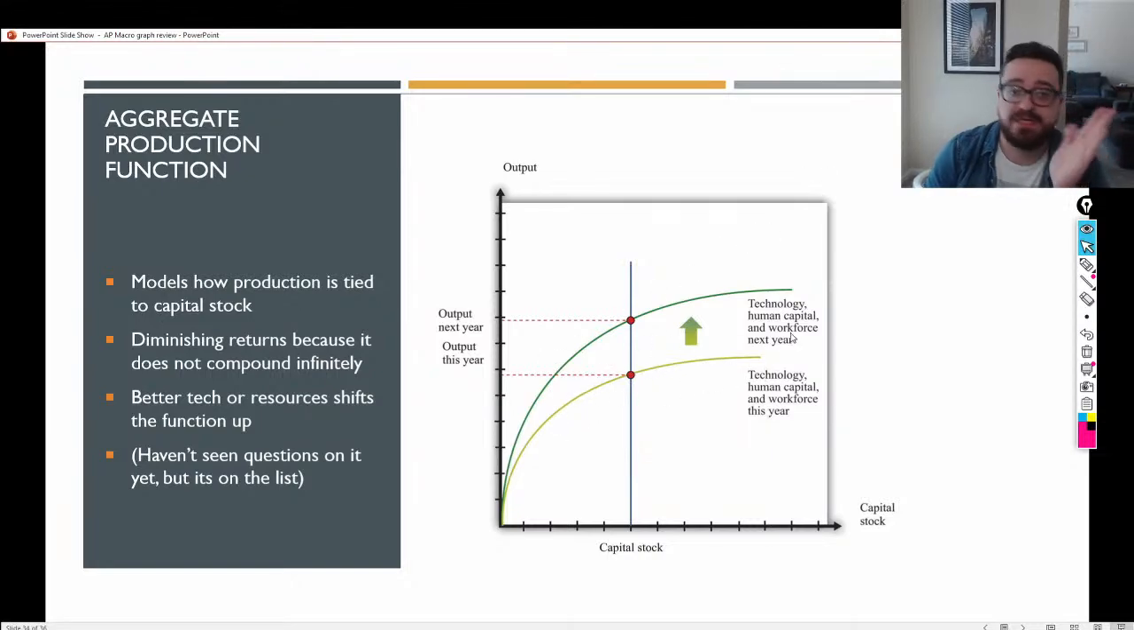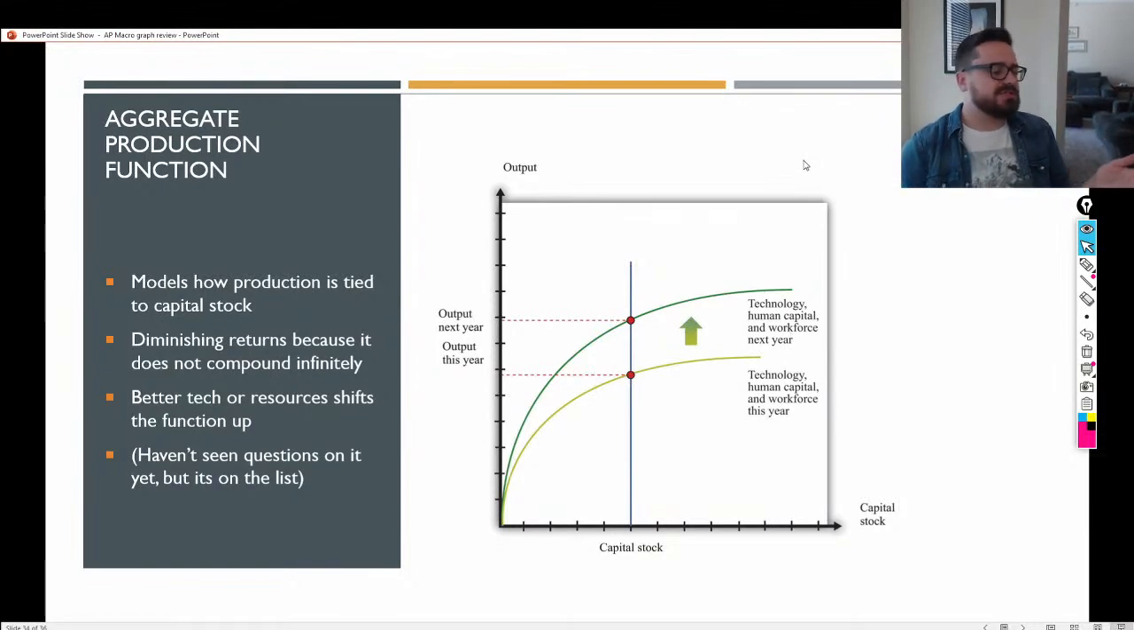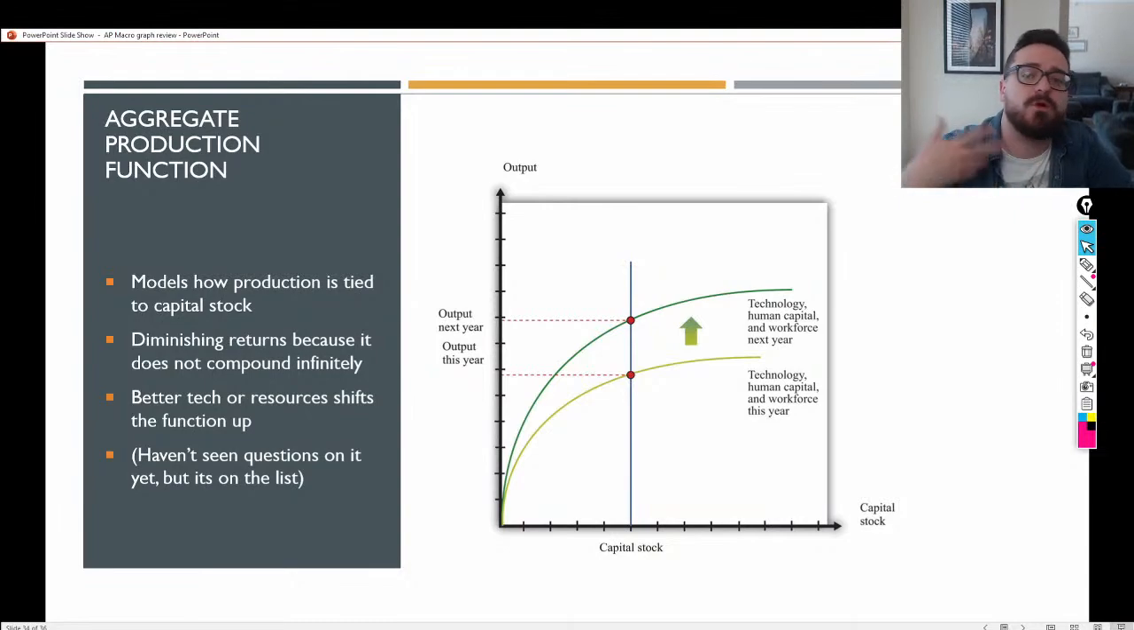It flattens out. Because capital stock is all the tools, tech, and machinery I have. I could have 80 billion computers. I kind of need people to operate them, though. So I don't need 80 billion. I only need however many I need for my people. If I keep adding more and more on top of it, it gets kind of useless.